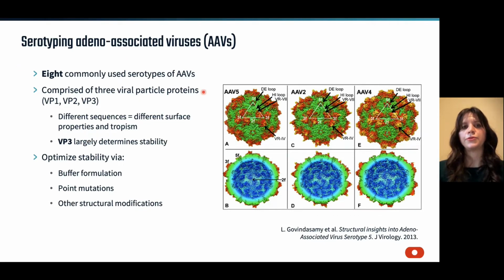There are 8 commonly used serotypes of them, and they are comprised of 3 viral particle proteins. The different sequences of these proteins is going to give them different surface properties and tropisms, and it is the 3rd viral particle protein that is largely what determines the overall stability of the capsid. And the methods that are at gene therapy researchers' disposal for optimizing stability are buffer formulation, doing site mutations to slightly modulate its behavior, and then doing further covalent structural modifications after the purification process.